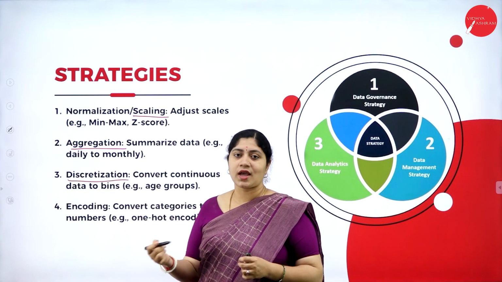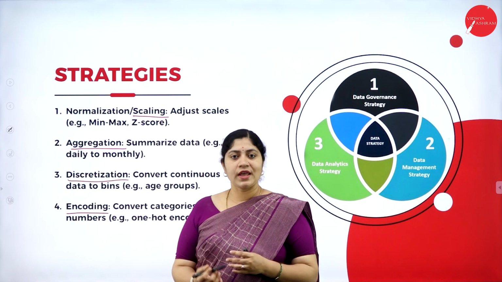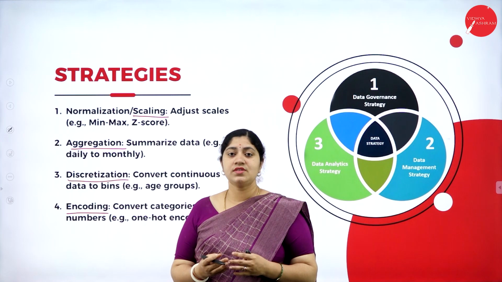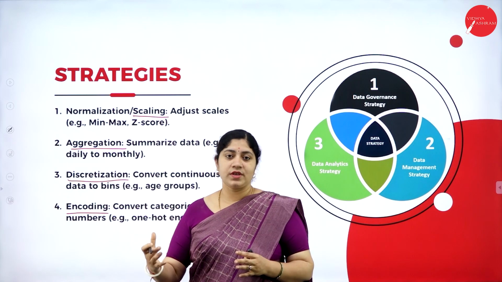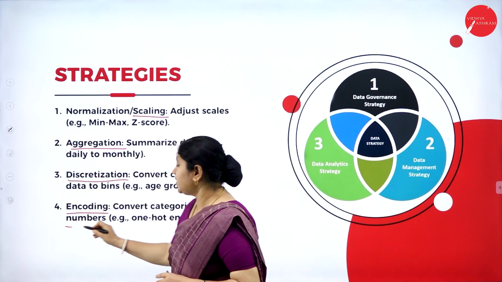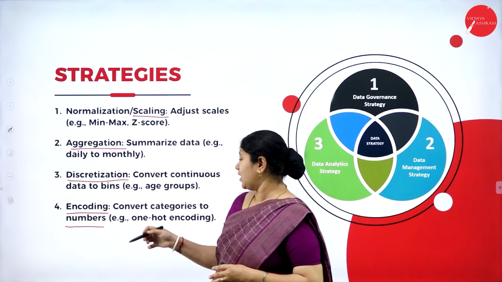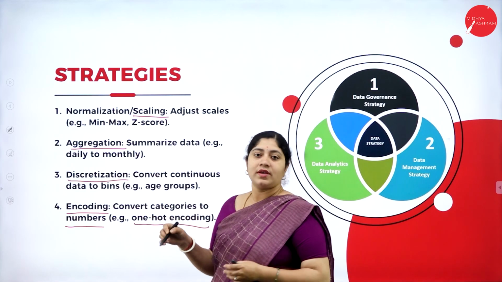The next strategy that we can utilize is encoding, where we can expect our categories of information to be converted into numbers. An example that we can consider for encoding is one-hot encoding, etc.